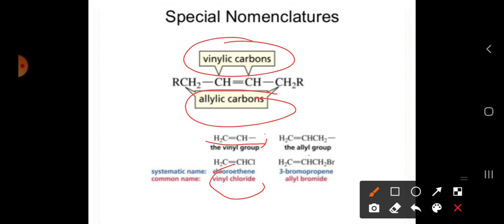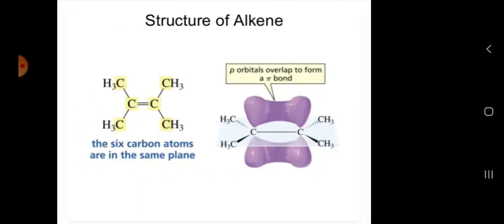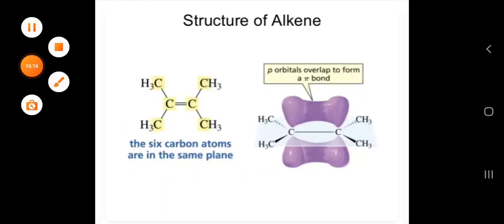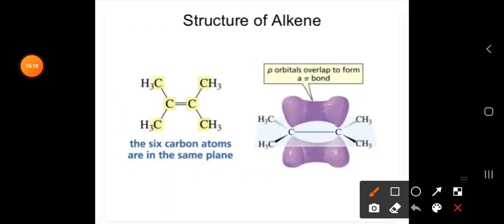Vinylic means CH2 double bond CH. Allylic means CH2 double bond CH CH2. One carbon is coming extra. So this is nothing. And next one we are going to speak about structure of alkenes.